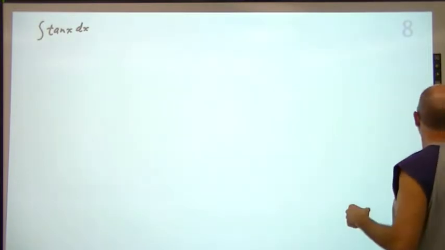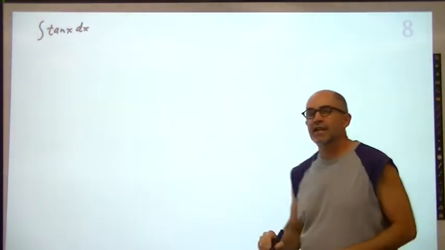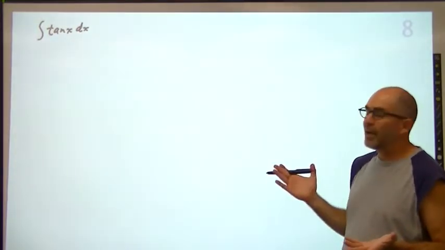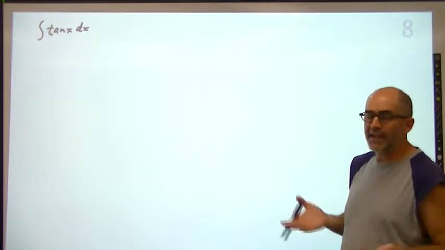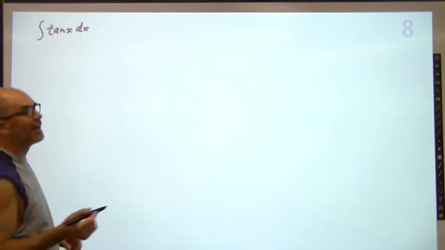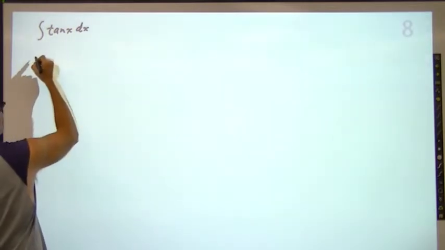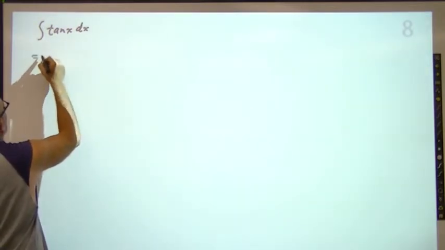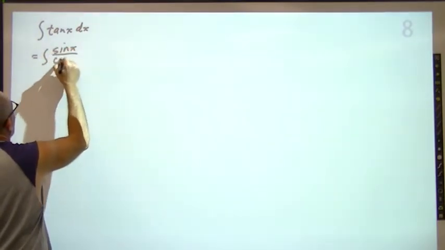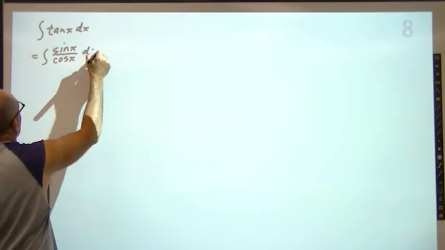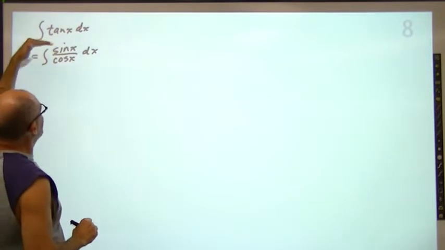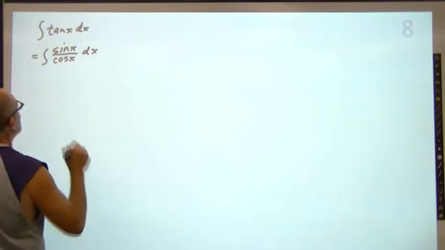All right, now, the integral of tangent x dx. Until now, you haven't been able to do this. But with the substitution rule, we can now do it. What we do need to do, though, is look at tangent x as sine over cosine. Now, notice I have a sine x dx on top.